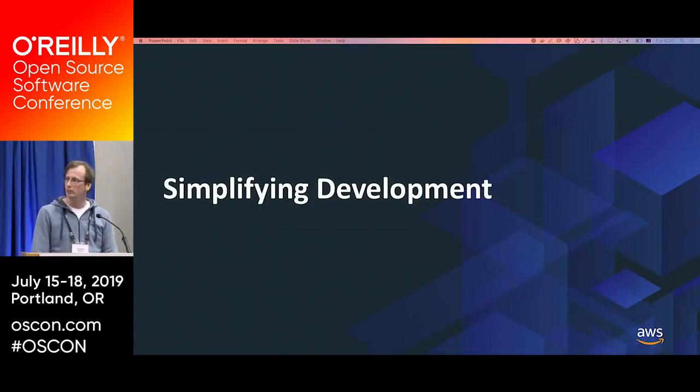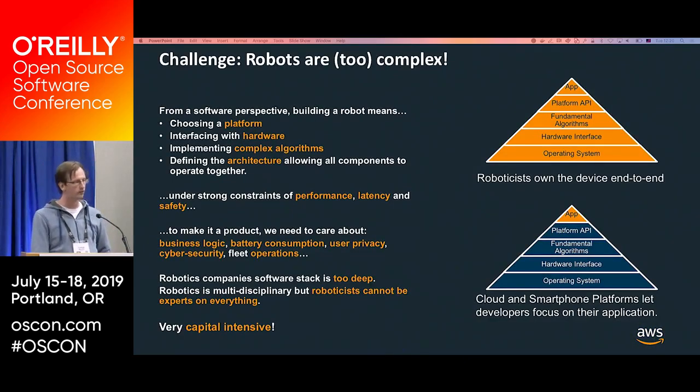Another axis we want to look at is simplifying development. Something which is very challenging for the robotics community is that it's too hard to develop robots. So why is it too hard? Well, because you really need to maintain the whole stack. You start by choosing a platform, interfacing with hardware, implementing complex algorithms, choosing a way to do your message passing. On top of that, because it's a robot, those are numerical algorithms running on an embedded platform, so you have constraints in terms of performance, latency, safety. You don't want the robot to break itself or to damage its environment.